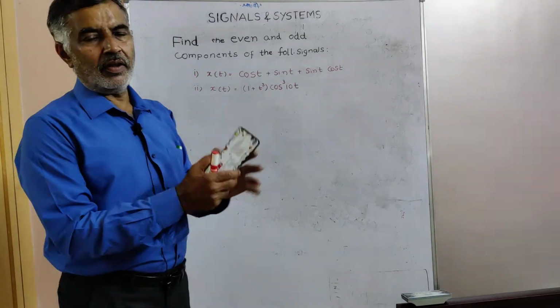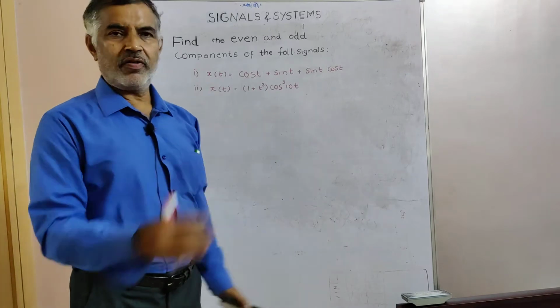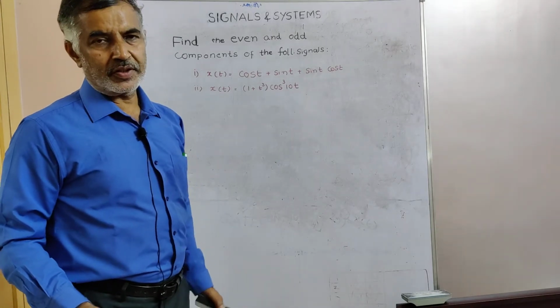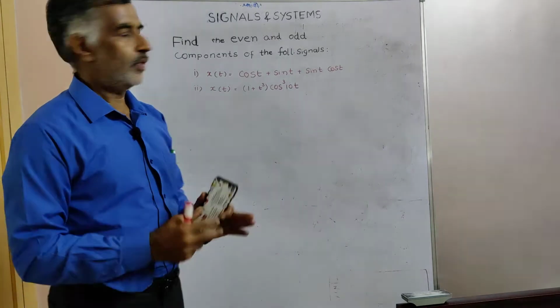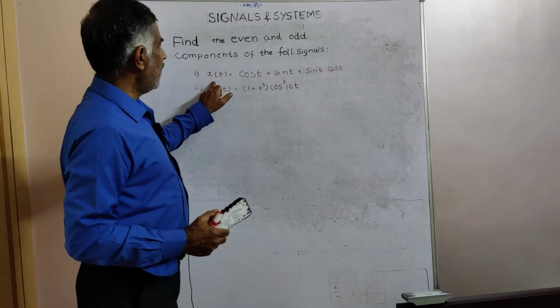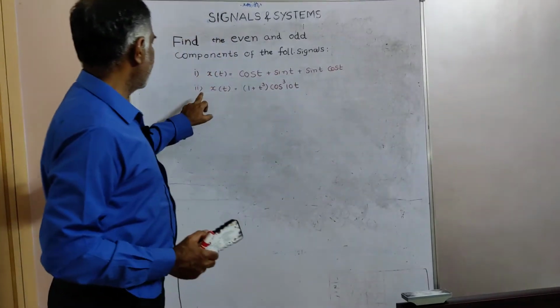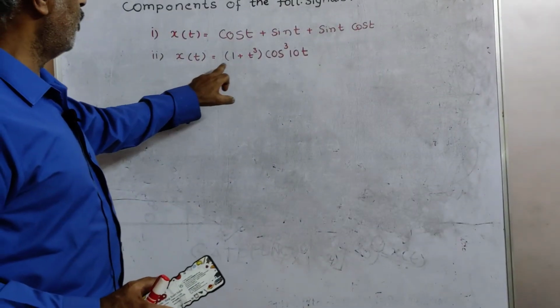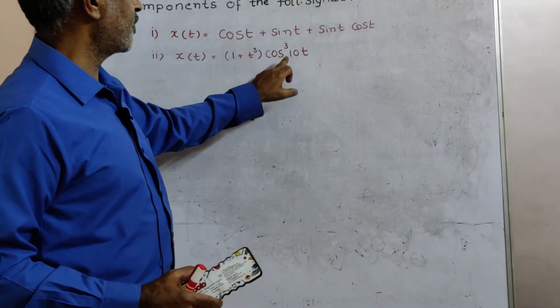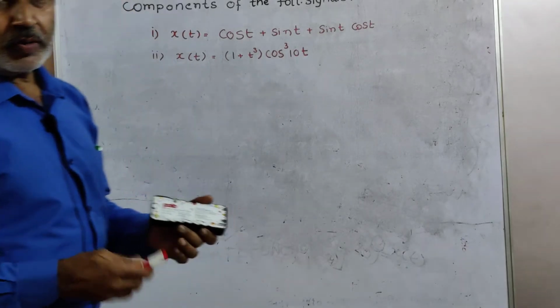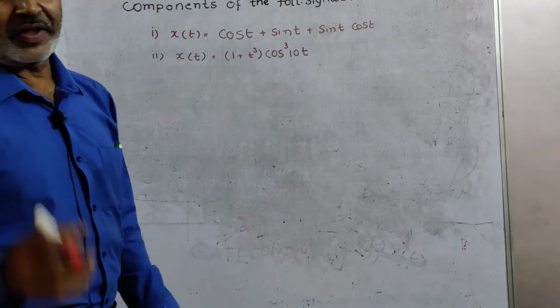You will be given a signal and it will be a mixture of even functions and odd functions. You are supposed to separate them. x(t) = cos t + sin t cos t. Second problem: x(t) = (1 + t^3) cos^3 10t. So, procedure, a small derivation.